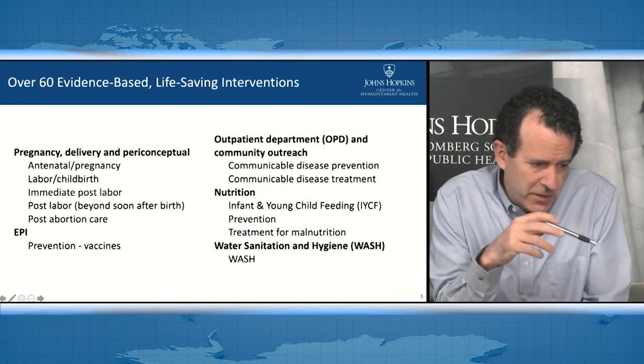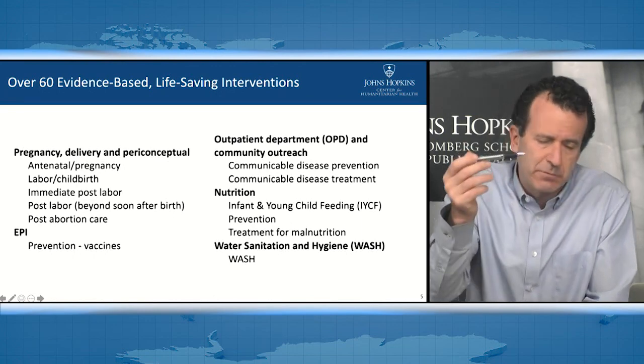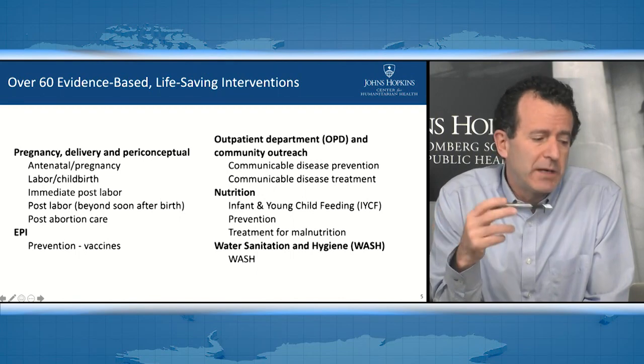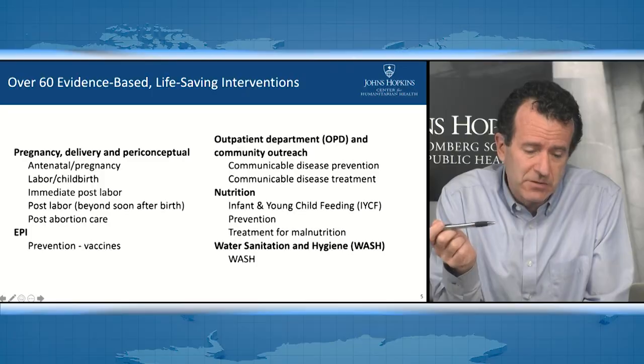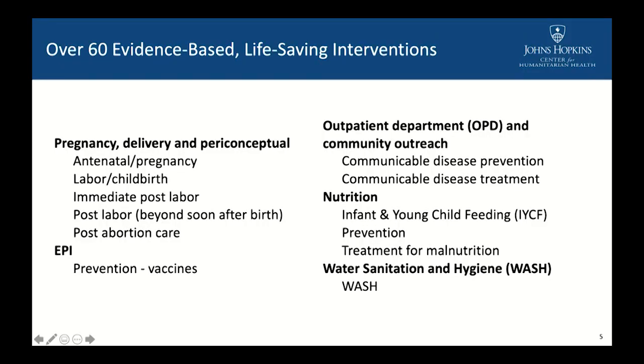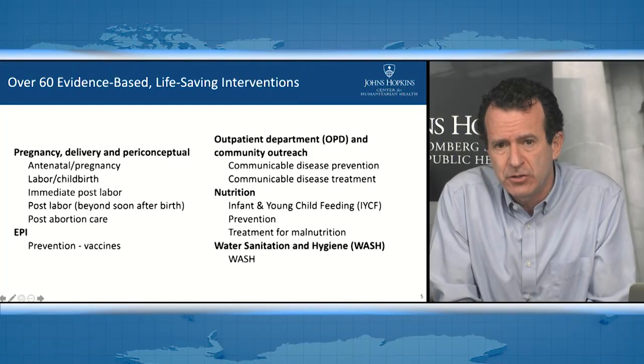And you can see underneath these antenatal pregnancy, we've put them by time. Then we have EPI, or Expanded Program for Immunization, and we have the various vaccines. We have the OPD and community outreach, which is looking at many, many different areas, a lot on children, both communicable disease prevention as well as treatment. Then we have nutrition, infant young child feeding, as well as treatment for acute malnutrition. And then finally, some of the key WASH interventions, the water, sanitation, and hygiene.